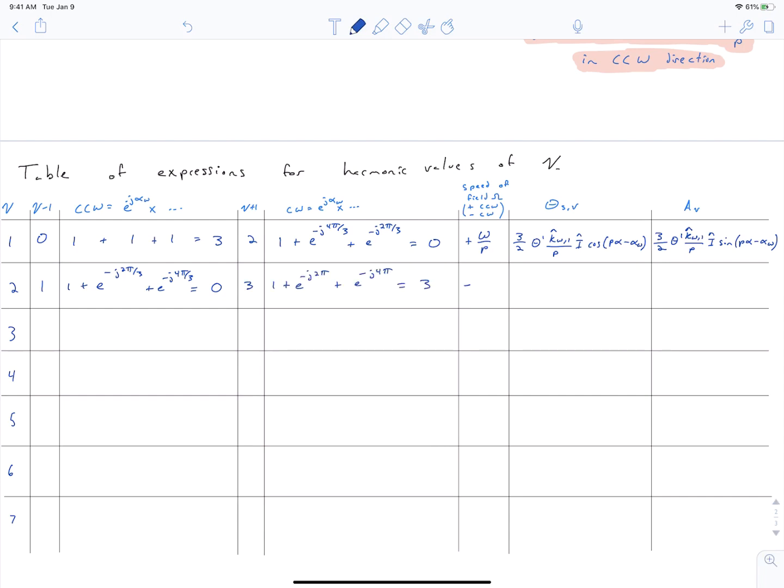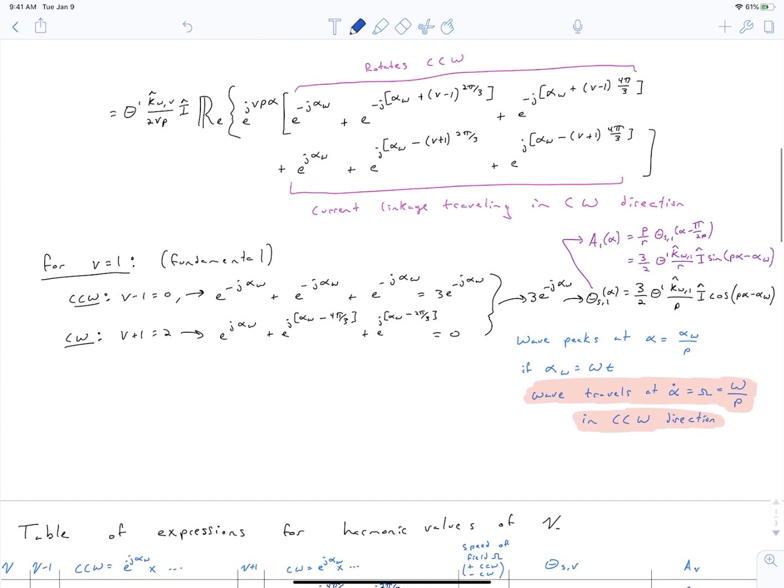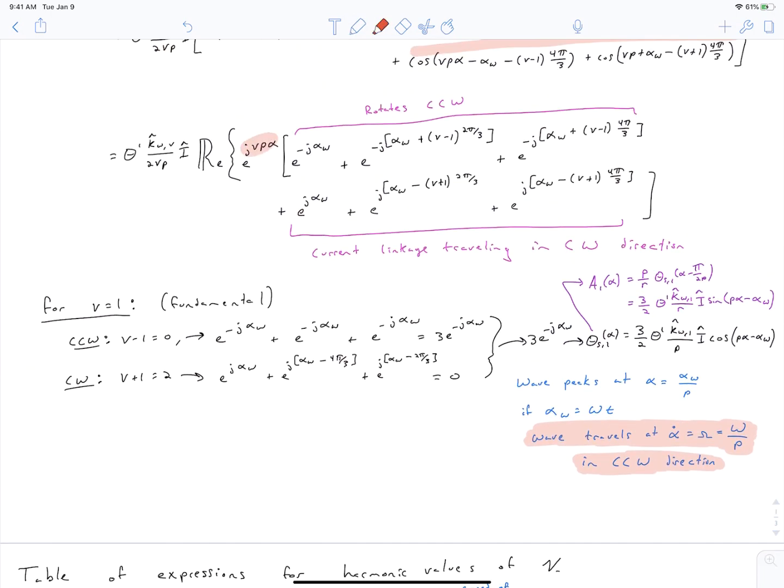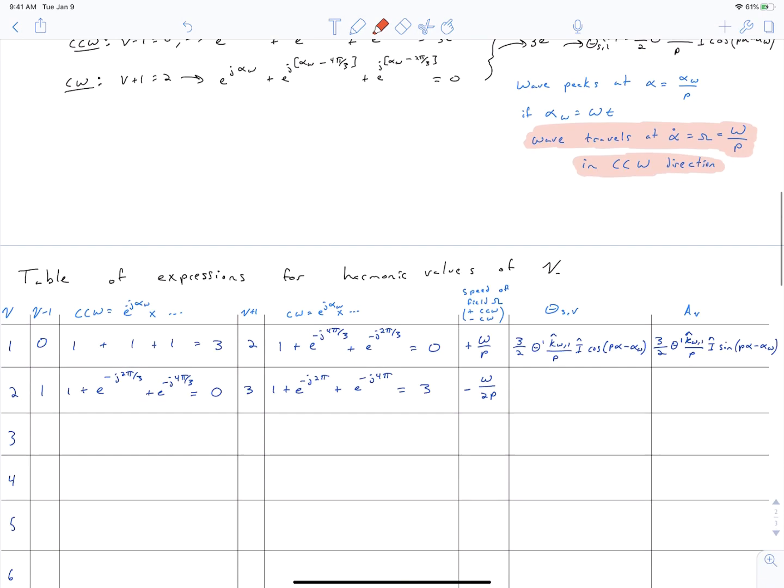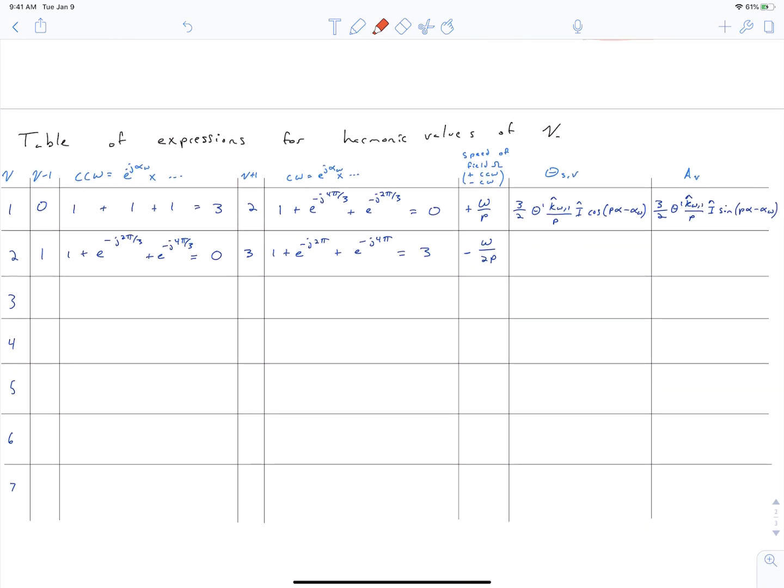And now we notice that we only have the clockwise field left. Our field is going to rotate at the speed of omega by 2p. And we can see that because in this case, this argument is 2p alpha. For v equals 2, this is 2p alpha, and therefore our speed is going to be slower. It's going to be omega by 2p, but in the reverse direction. And so we can plug in this for our expressions for our current linkage and our equivalent linear current density.